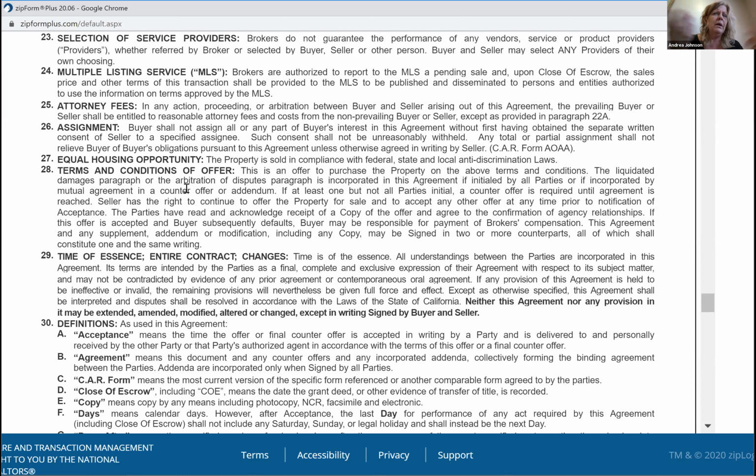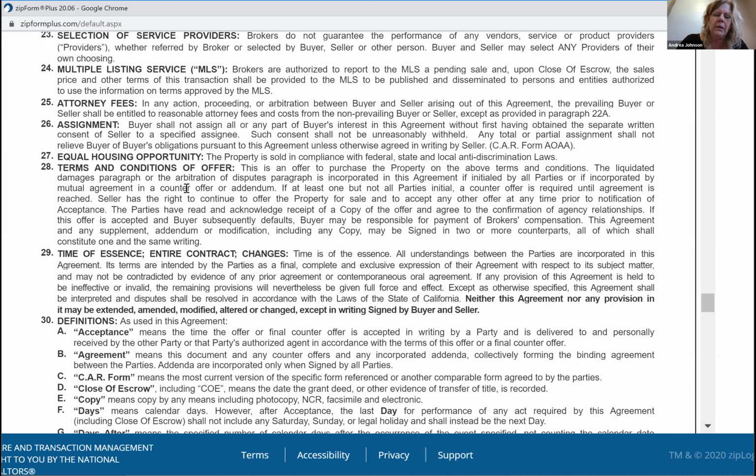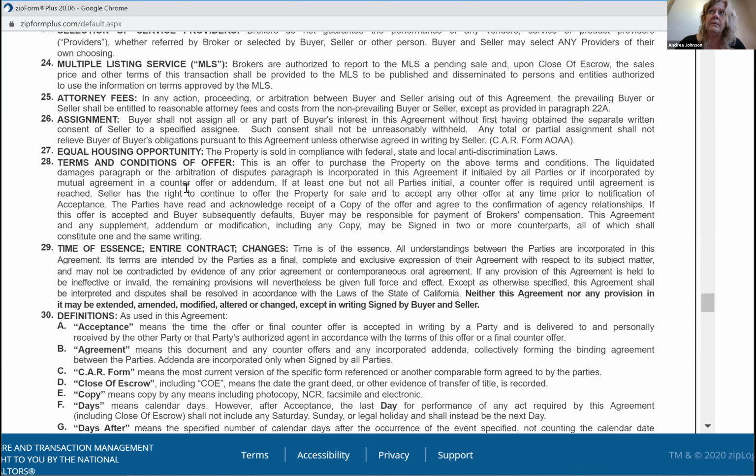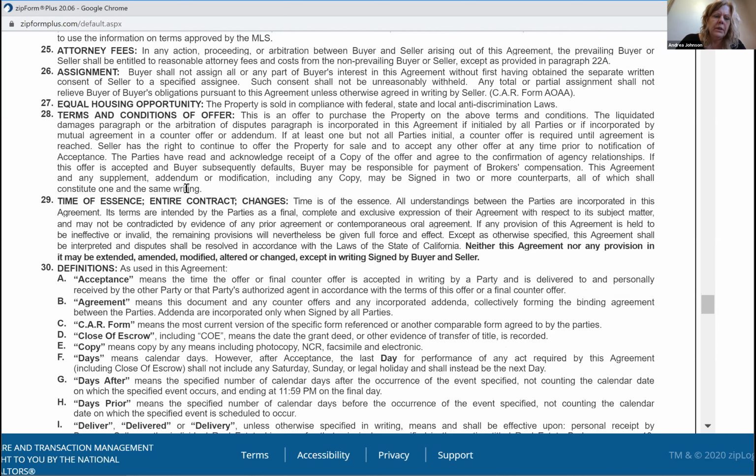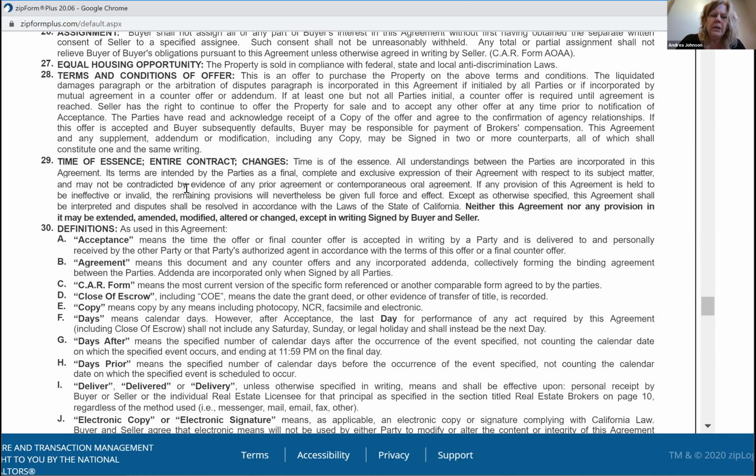So let's say the seller agrees to allow someone to assign it, and maybe not even for additional compensation, but just allows the buyer to assign the contract to someone else. The original buyer who's on this contract is not relieved of the obligations of this contract, and their deposit could be at risk if the person they're assigning it to does not complete the transaction. Obviously, we're selling under the guidelines of equal housing opportunity.